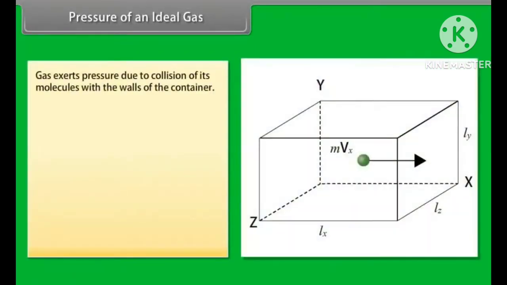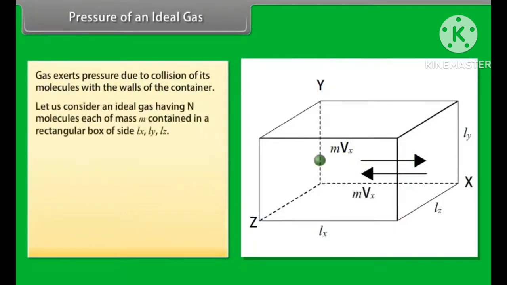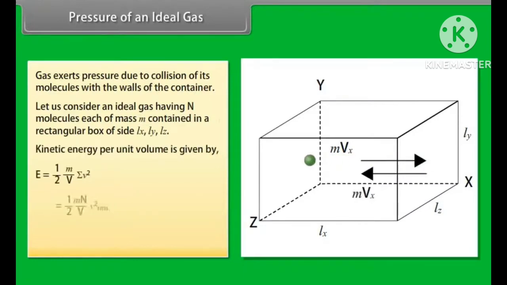Pressure of an ideal gas. Gas exerts pressure due to collision of its molecules with the walls of the container. Let us consider an ideal gas having n molecules, each of mass m, contained in a rectangular box of side Lx, Ly, Lz. Kinetic energy per unit volume is given by E equals half rho v rms square.